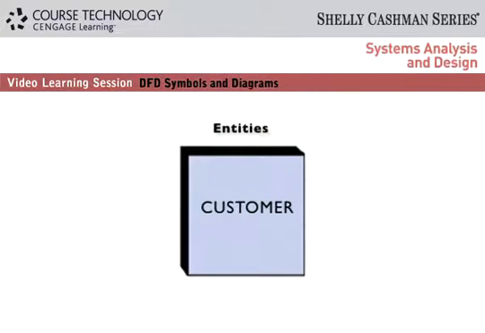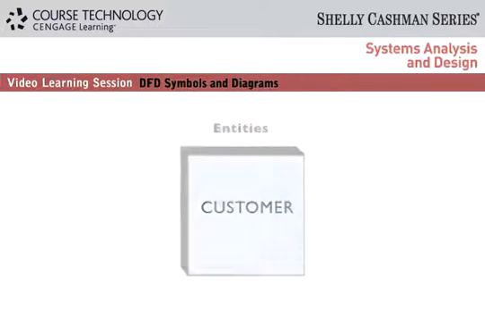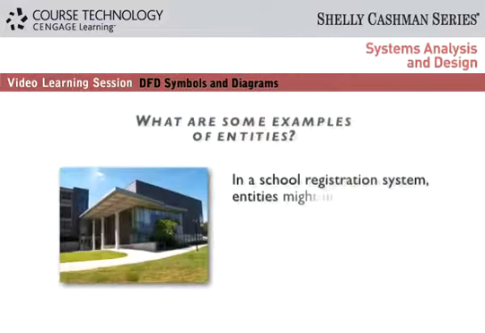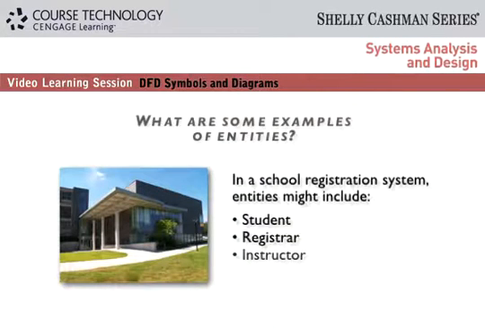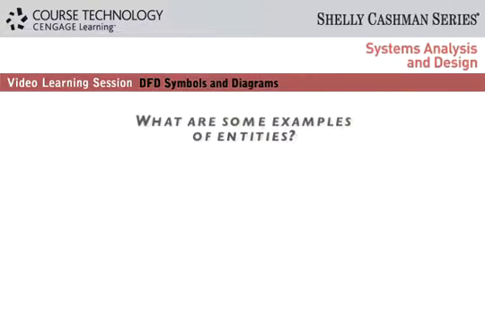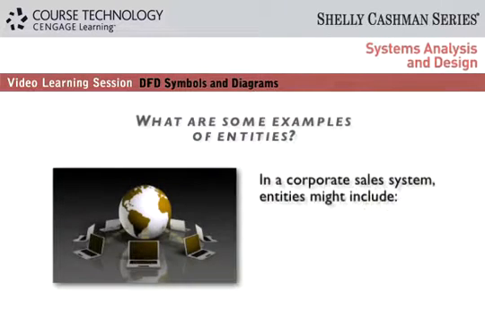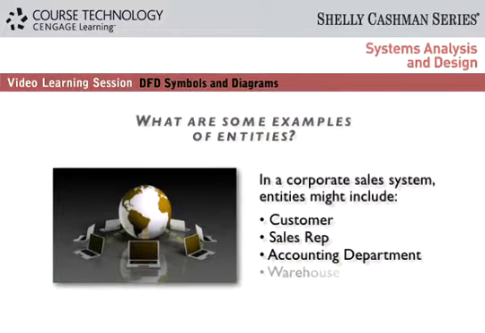An entity symbol represents someone or something that interfaces with the information system. In this example, the entity is a customer. An entity can supply data to the system or receive data from the system, or both. In a school registration system, entities might include student, registrar, instructor, and course. In a corporate sales system, entities might include customer, sales rep, accounting department, and warehouse.